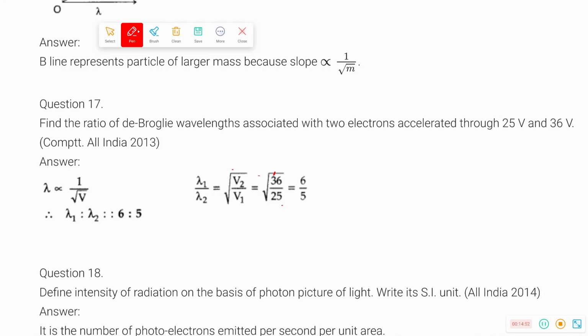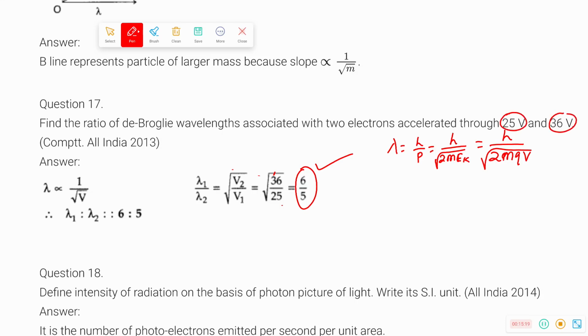Answer is 6 by 5. Are you all getting it? Remember, you already know lambda equals h by p, that is h by root 2m EK. Now h by root 2m qV. So what you understood here is that if accelerating potential is given, then this equation I have to use. This one I'll take.